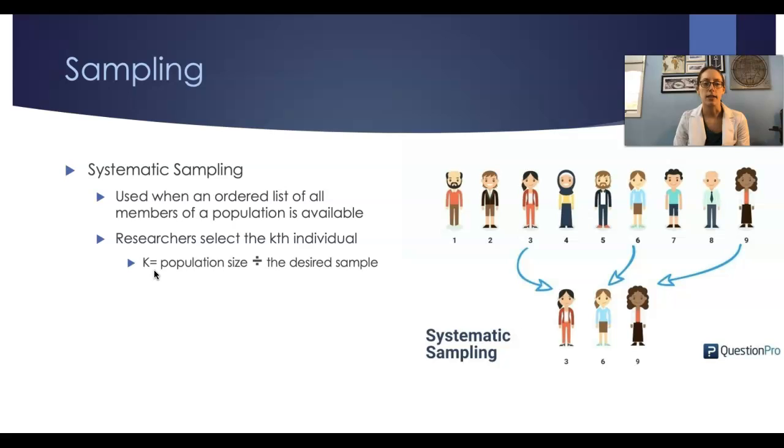We also have systematic sampling, and that's used when an ordered list of all members of the population is available. So researchers select the kth available individual. All that means is that if you had a giant group of people, you would pick every 5th or every 6th or every 7th person in the group. So it's still random because you have every single person available. This one's pretty rare in the field of healthcare, except for when there are very, very small groups, like very rare conditions or disease processes, that we have a complete sample.